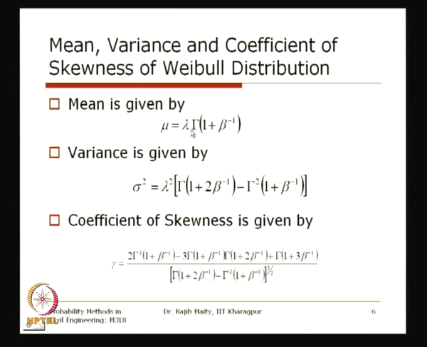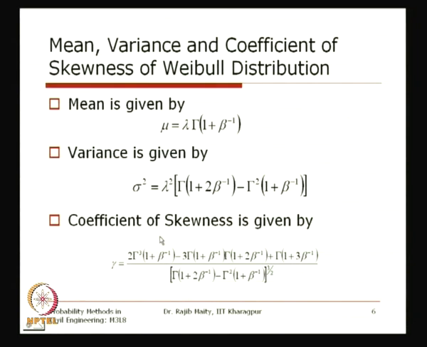So, this mu is dependent on both of these parameters we have seen, and similarly the variance is given by this expression, which is lambda square multiplied by gamma of 1 plus 2 beta inverse minus gamma square of 1 plus beta inverse. Basically, if we take this lambda square inside the bracket, this becomes that mean square. So, we can say that the quantity lambda square multiplied by gamma of 1 plus 2 beta inverse minus mu square will be the variance of this distribution.